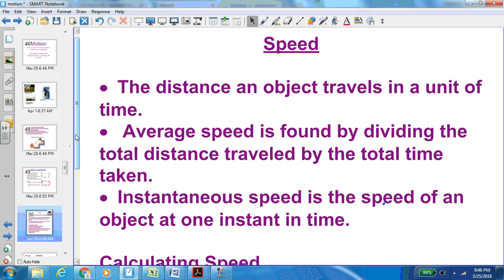Average speed is found by dividing the total distance traveled by the total time taken, which is a formula that we're going to look at in just a minute that we can use to calculate average speed. Instantaneous speed is the speed of an object at one instant in time. This would be the speed that we get from our speedometers in our cars. It gives us our instantaneous speed, which is our speed at that one moment or one instant in time.